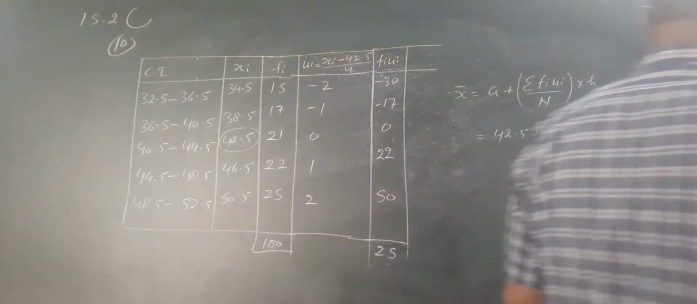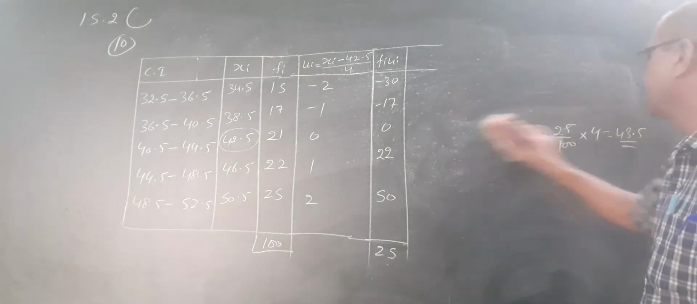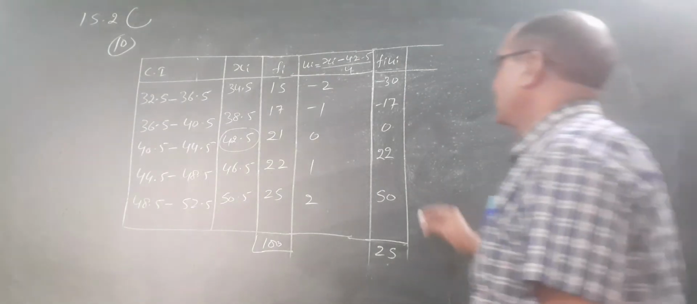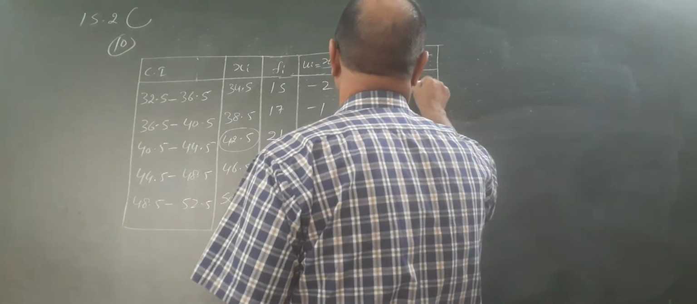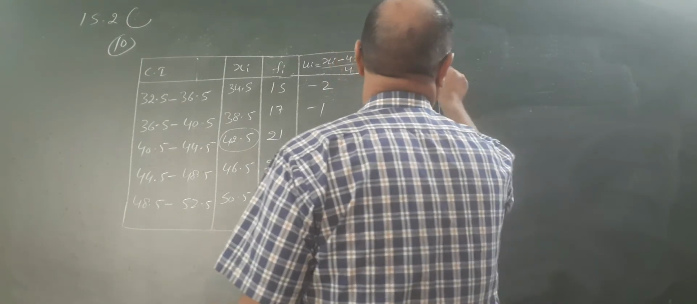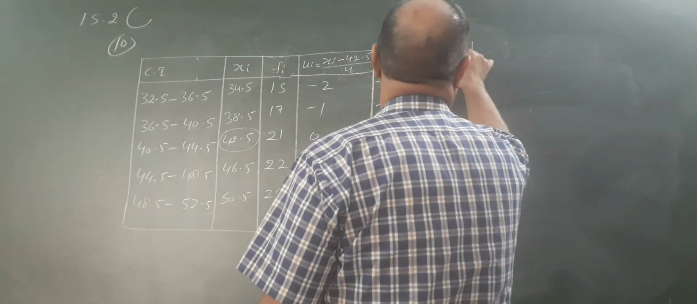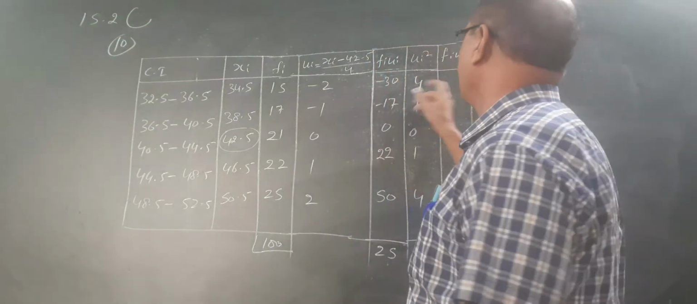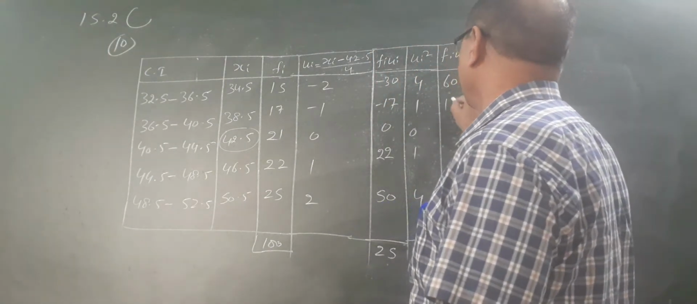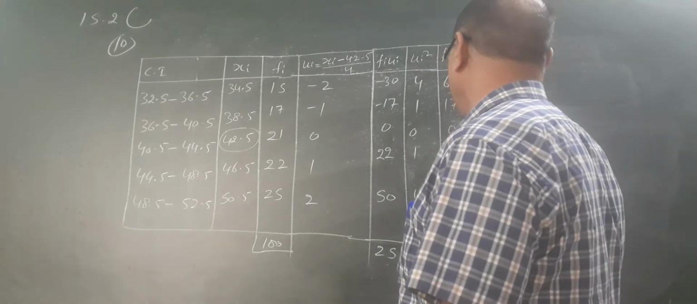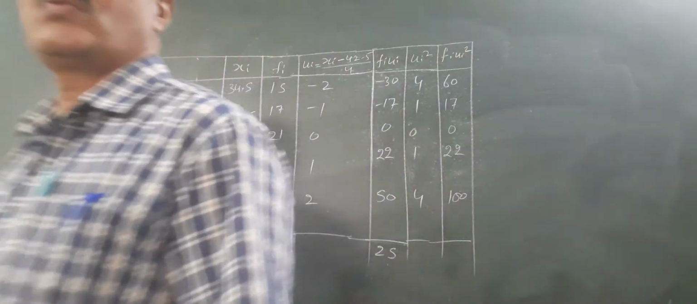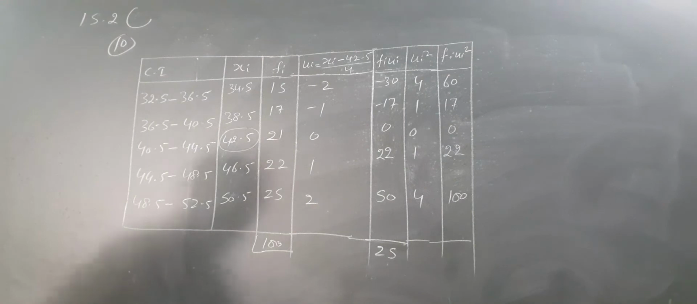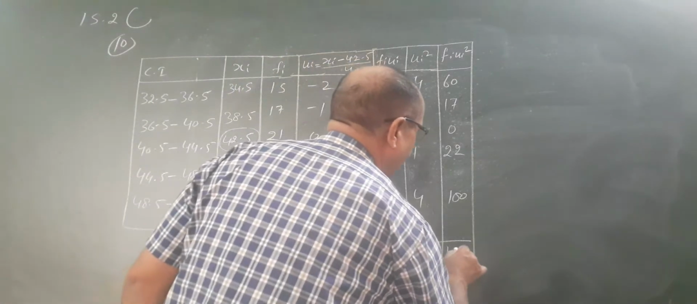Okay, students. Now after finding the mean, we have to find its standard deviation. So in case of standard deviation, we need ui square: 4, 1, 0, 1 and 4. Then after that, we need fi ui square, that is 60, then 17, then 0, then 22 and 100. Okay, so these are the values of fi ui square. Then the total of this is 199.